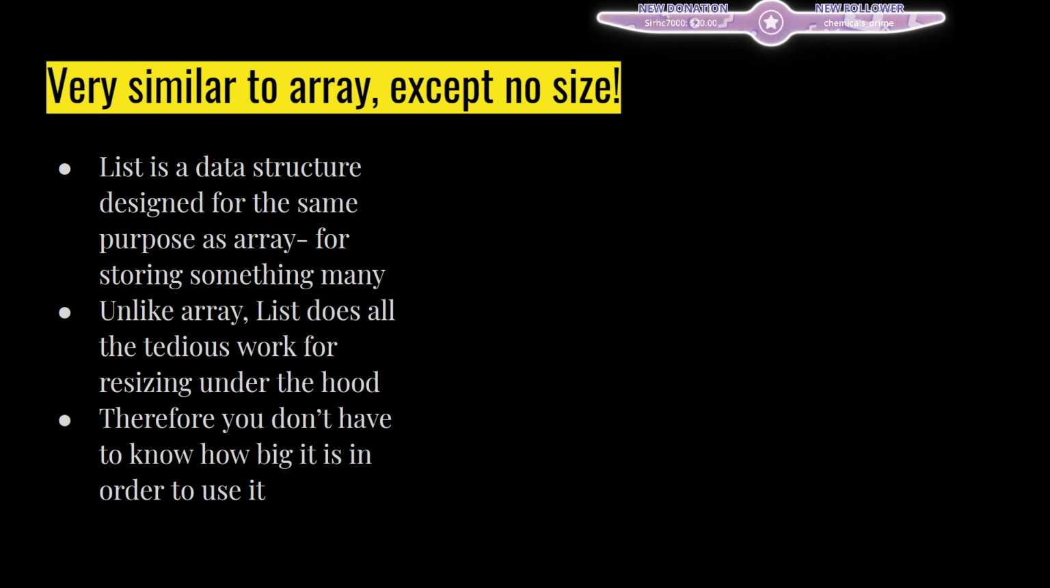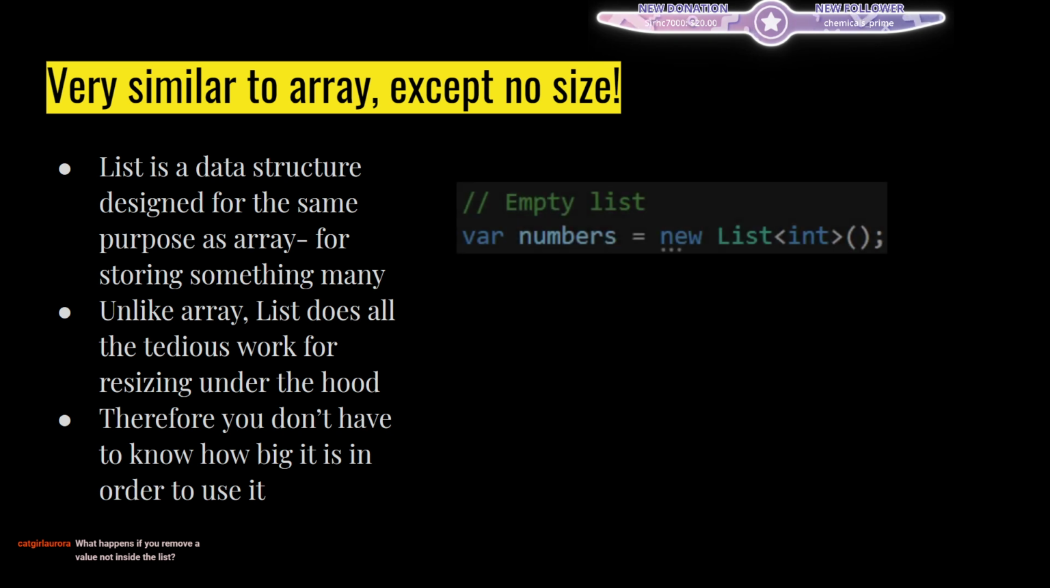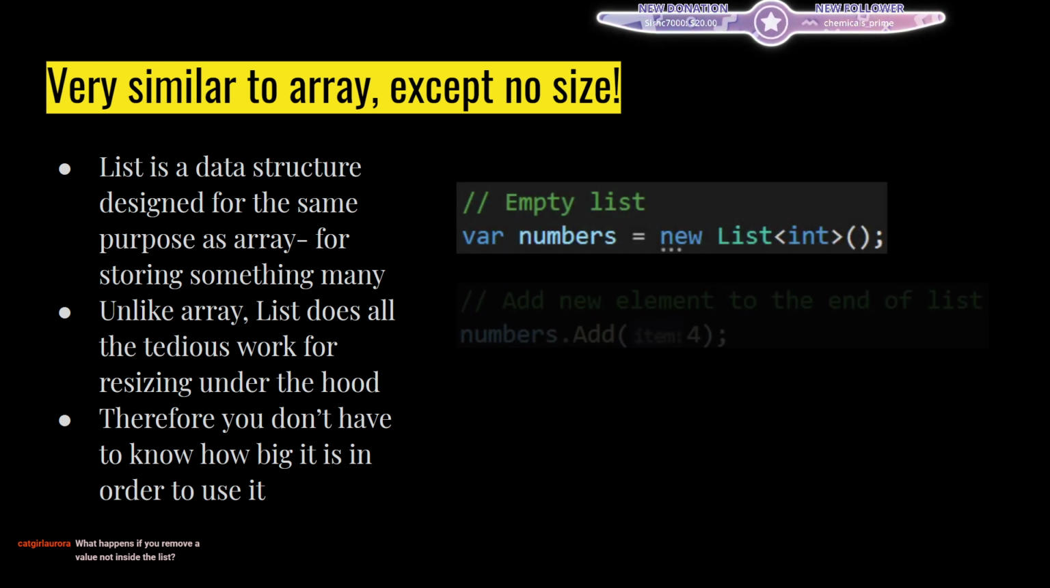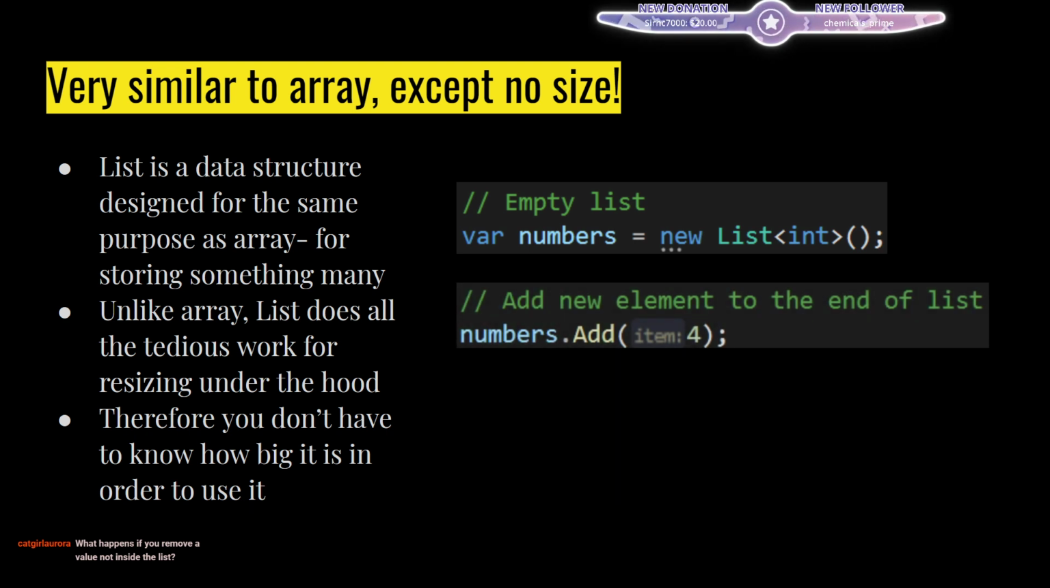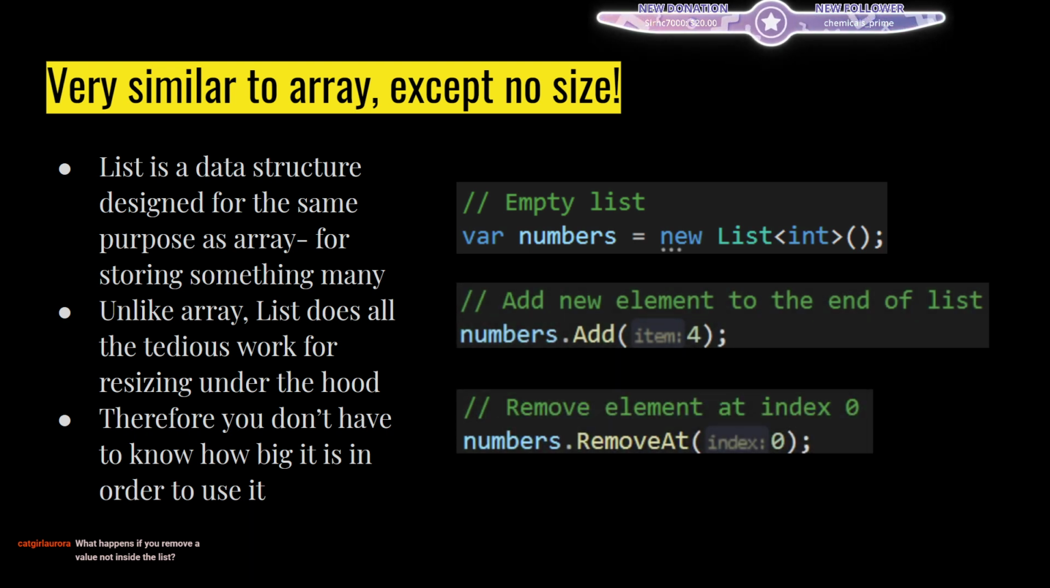And that's the way to go if you don't know the size of your collection. If you don't know if it's 1 or 2 elements, you should be using a list. And so this is creating a new list, this is adding an element to a new list, and this is removing an element, in this case the first one, from that list.